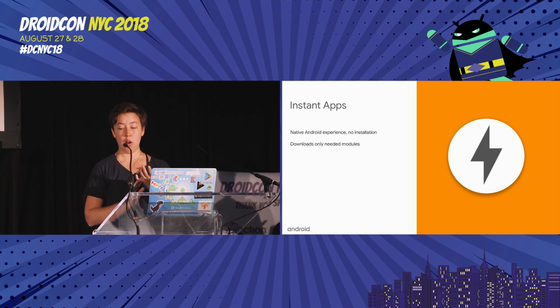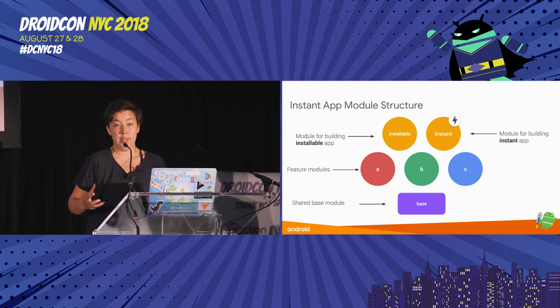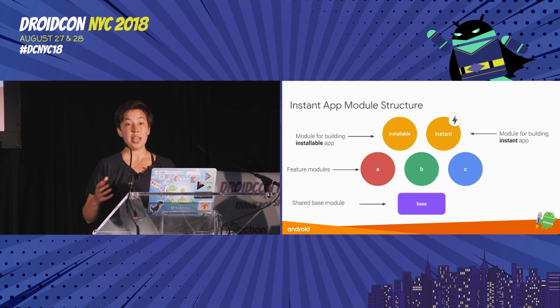So instant apps are native Android experiences, but you're not actually required to install the app. They work because you download modules on demand, which also means the structure for instant apps usually contains a lot of different modules. In a basic case, you're going to have a module for your installable app, a module for your instant app, always a base feature module, and then a bunch of feature modules as well. Okay, so that's a lot of modules.